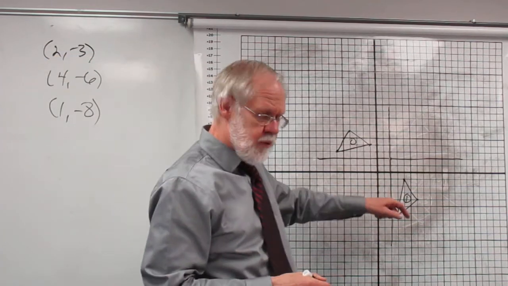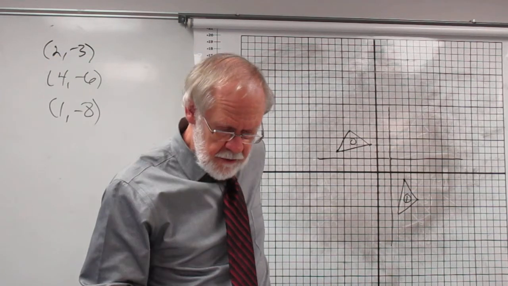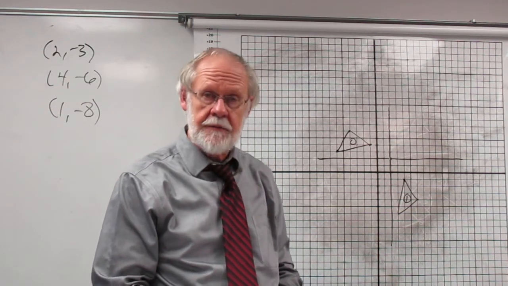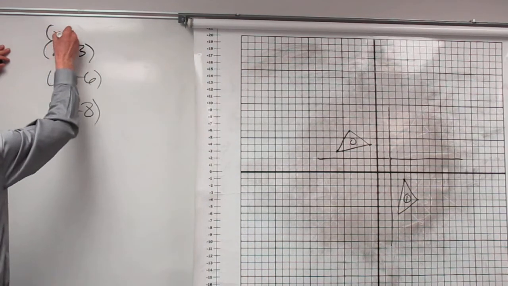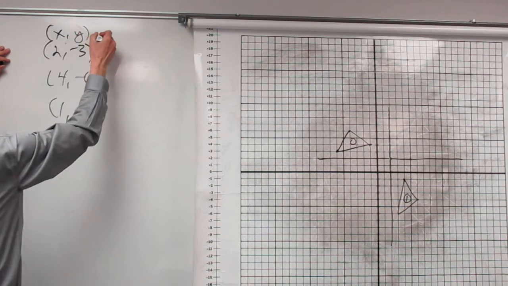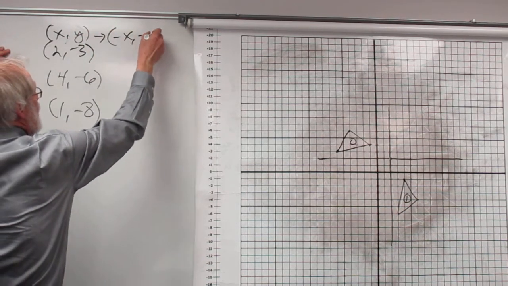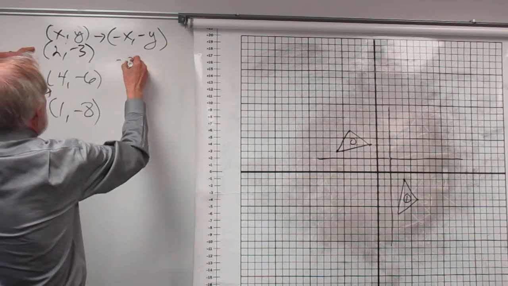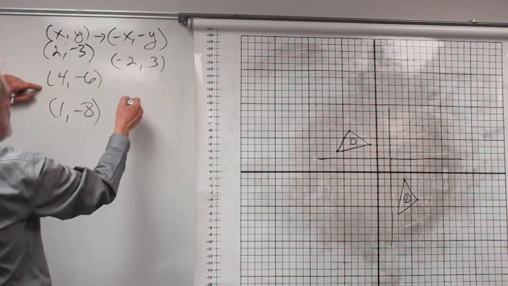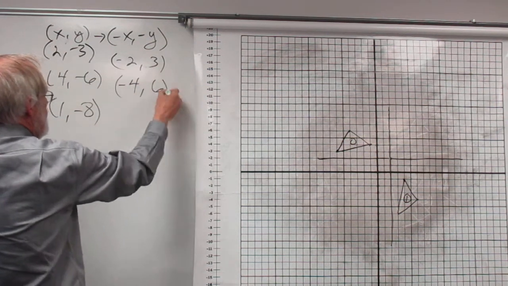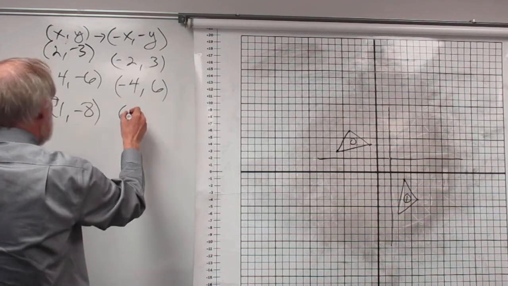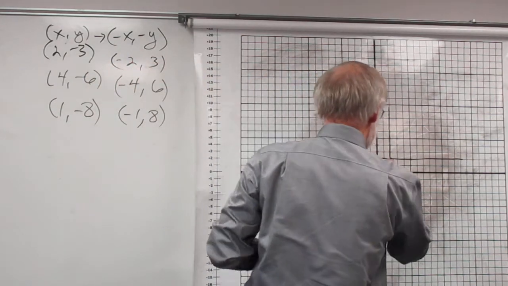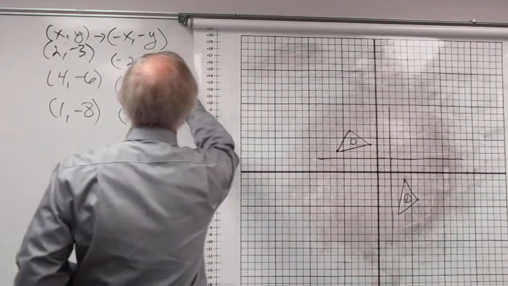All right, those are the points that I want to rotate 180 degrees, and the 180 degree rotation is (x, y) becomes (-x, -y). So (2, -3) becomes (-2, 3). (4, -6) becomes (-4, 6). And (1, -8) becomes (-1, 8). They all switch signs.